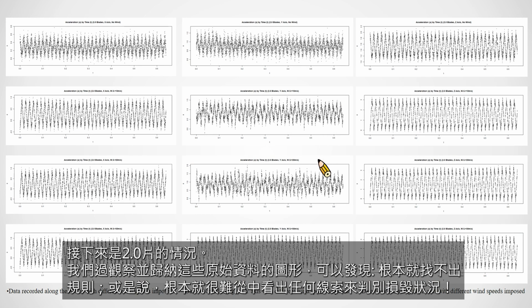And when it comes to the source acceleration signals for the cases where a full blade is missing, which means the case of 2.0 blades, here are the situations.